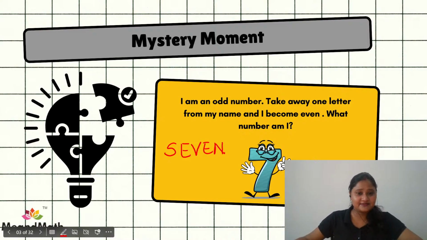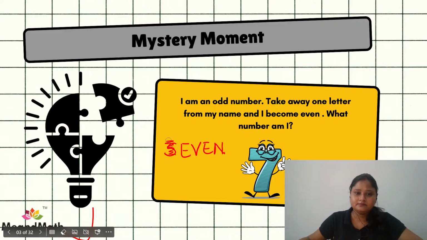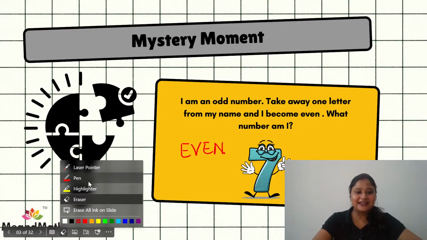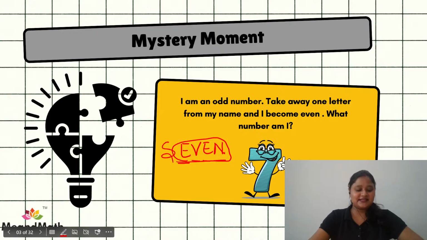7. Right? So if you remove just this S, if you remove this S, you are left with what? You are left with E V E N. Even. So the answer is 7. Okay, children.